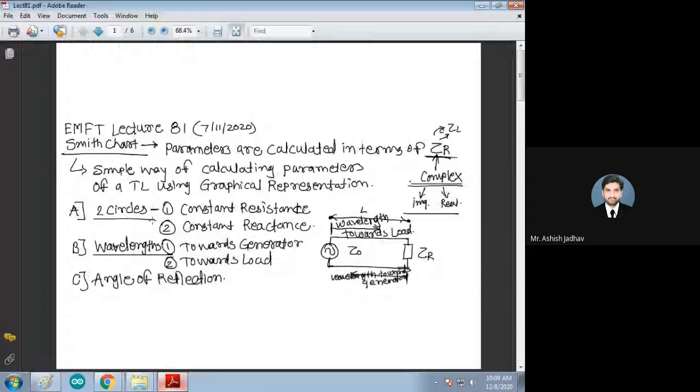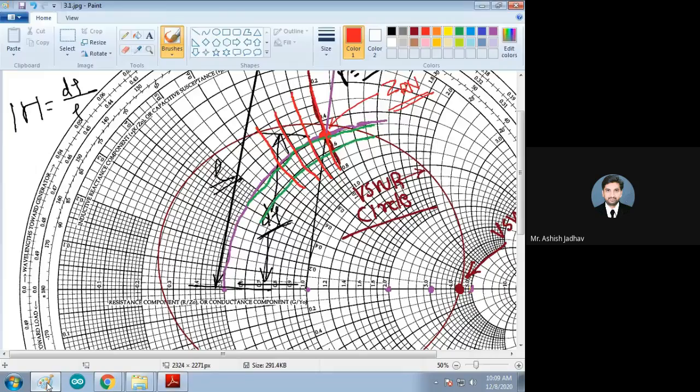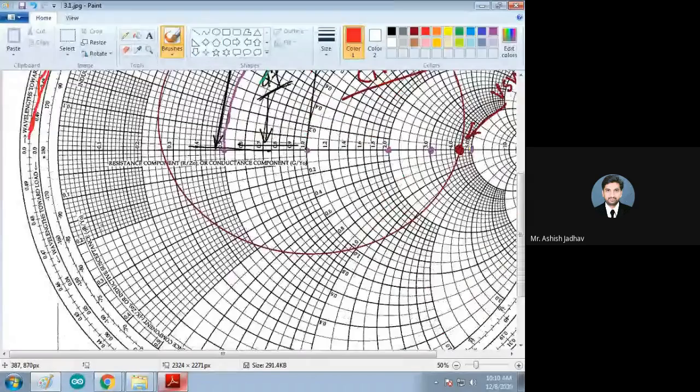Then what we have is wavelength. Wavelength, one is measured toward generator, one is measured toward the load. ठीक आहे. So we are always interested in finding this wavelength towards the generator. तुम्ही लेफ्ट हँड साइडला बघू शकता, इथं लिहिलेलं आहे wavelength towards the generator. So this is the direction of measurement. त्याचप्रमाणे खालच्या बाजूला असेल wavelength towards the load. Right, so this is the direction of measurement, wavelength towards the load.